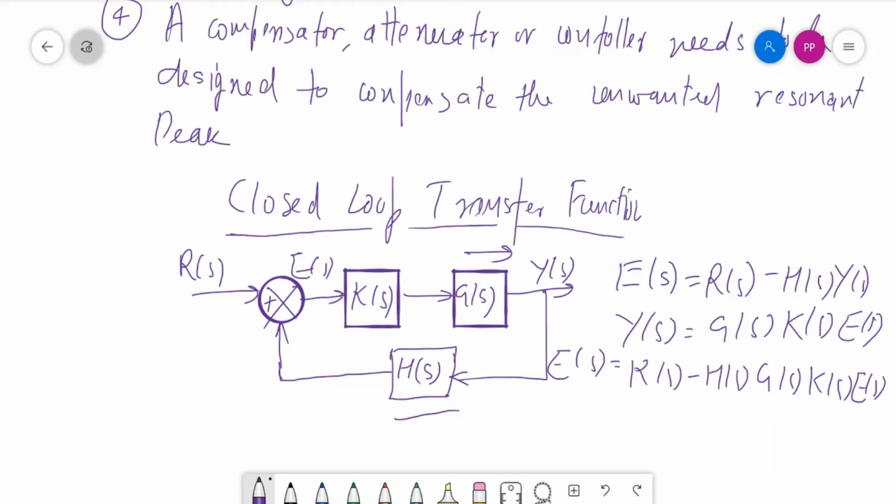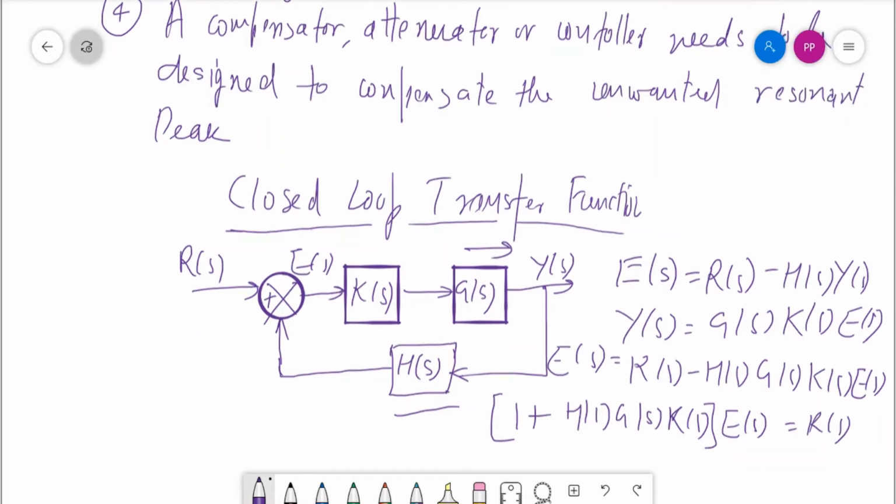So we have three terms, and terms common to E(s) can be taken on the left. This is for a single input single output system. So this 1 plus H(s) G(s) K(s) will come together. So terms are on the left, so we keep the things on the left, E(s) on the right equals R(s). So let us go further.